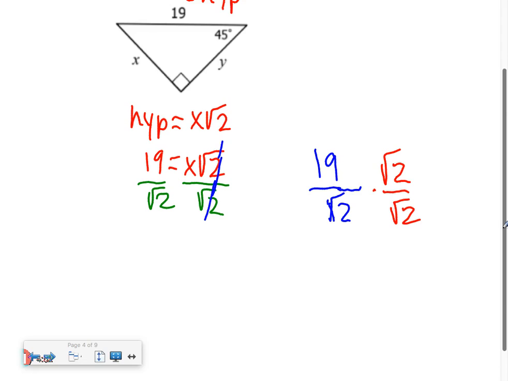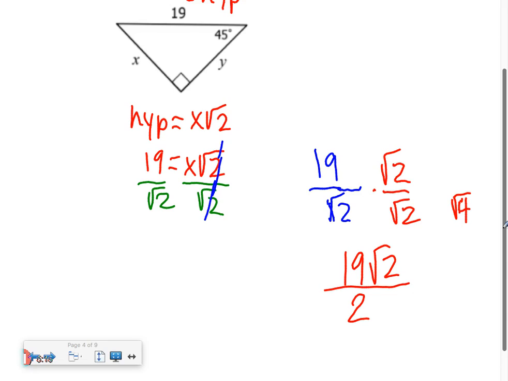Okay, so let's see what happens. I'm going to multiply across. I'm going to get 19 root 2. What's the square root of 2 times the square root of 2? Not 1. 2, square root of 4, which is 2. That's our answer.